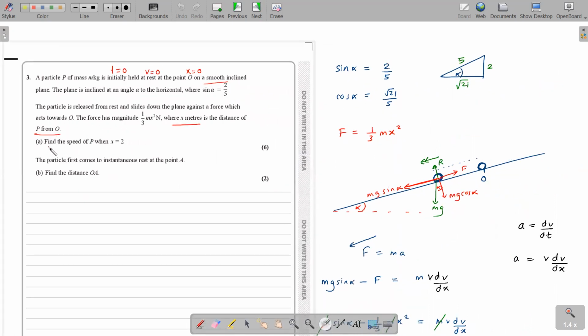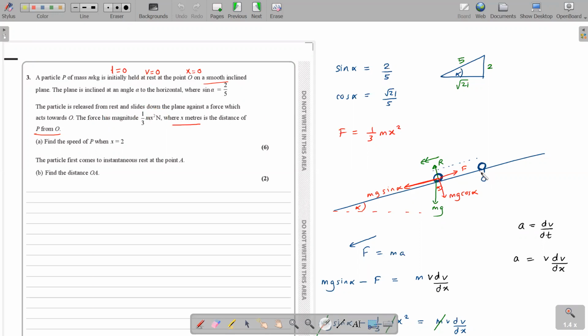Again, they say the particle is held at the point O. So this is the place where the particle is at time 0. At time 0, it's at rest at the point O. Then they say the particle is released from rest and slides down the plane.